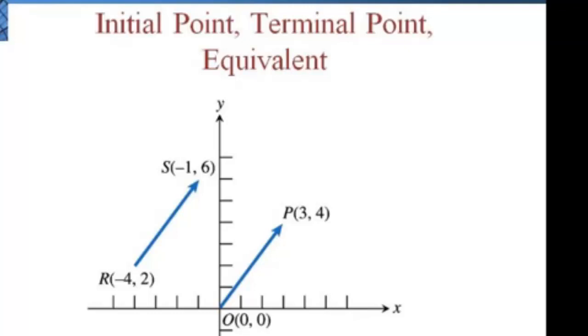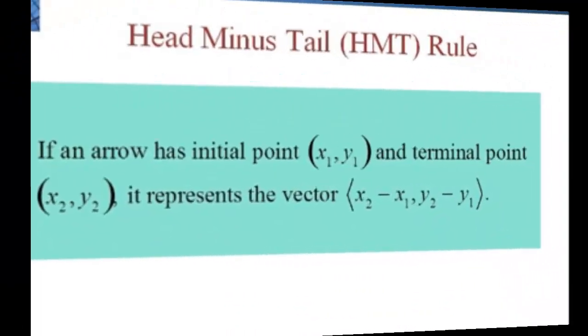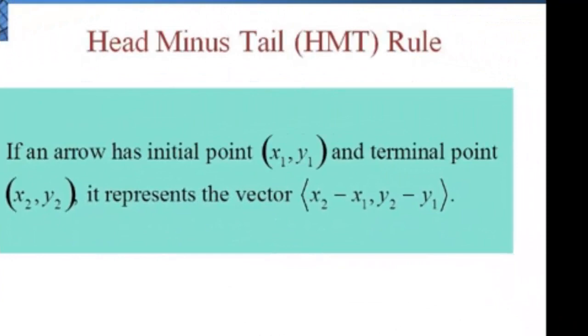The arrow is just a representation of the vector, showing how far it goes and in what direction. Any two arrows with the same length and in the same direction represent the same vector. We can actually have an infinite number of equivalent vectors in the plane. If we have an arrow with an initial point of (x1, y1) and the terminal or ending point at (x2, y2), it represents the vector <x2 minus x1, y2 minus y1>.